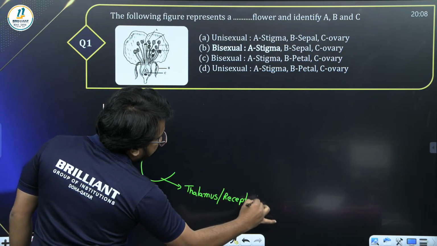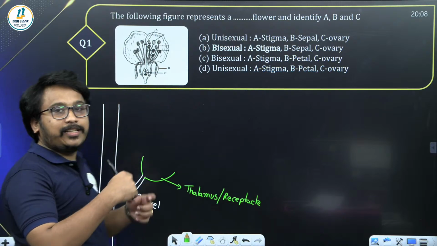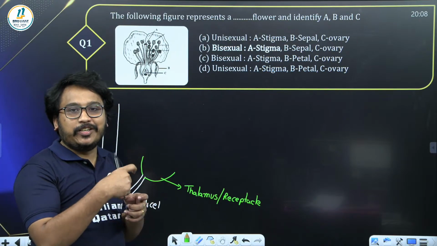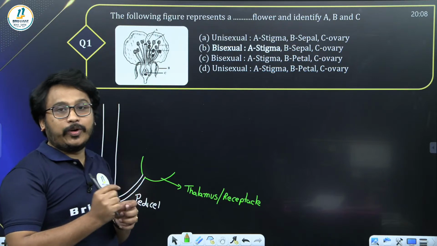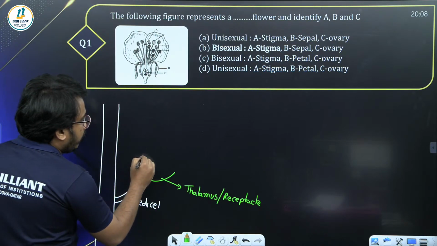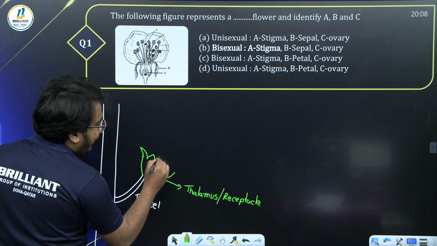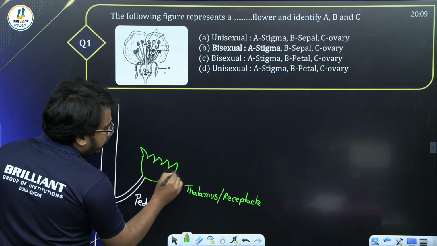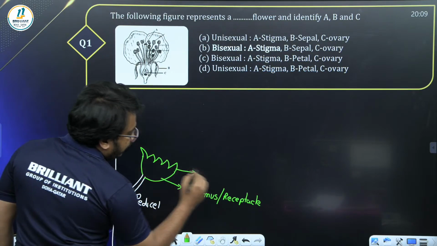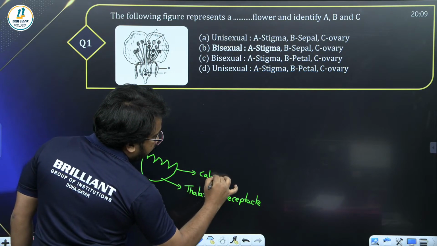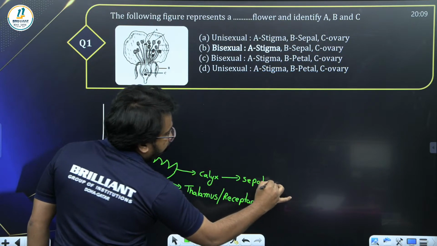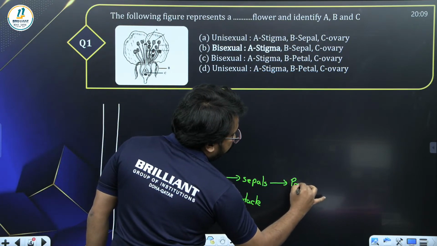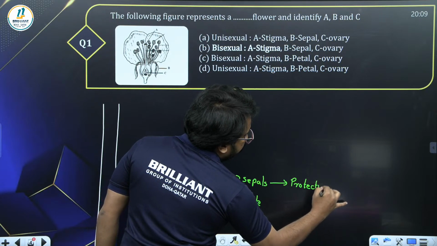On this thalamus or receptacle, there will be nodes and internodes. Internodes are reduced or absent. At the outermost node, the leaves are modified into a layer. The outermost whorl of the flower is the calyx. Single units are called sepals. The main function of the sepal is protection of the flower in bud stage.